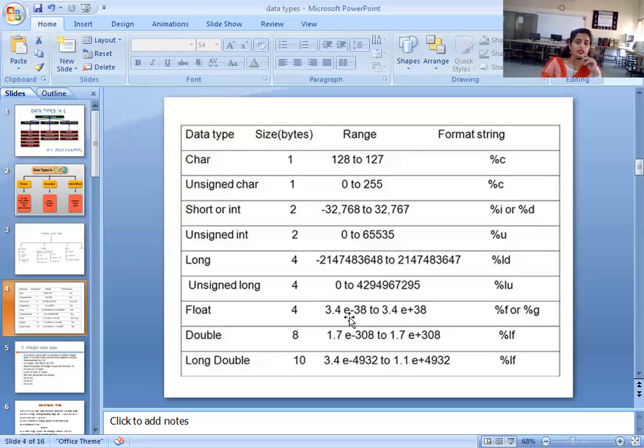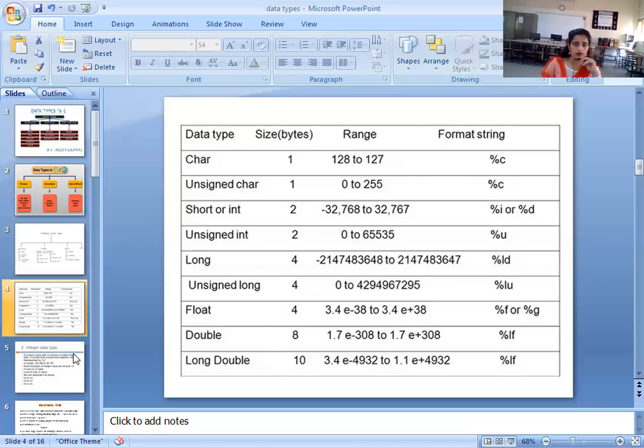And here, 3.4e-38 to 3.4e+38. So this actually shows, e means 10 raised to the power, right? So 3.4 into 10 raised to the power minus 38 to 3.4 into 10 raised to the power plus 38. So it is something like this, okay?